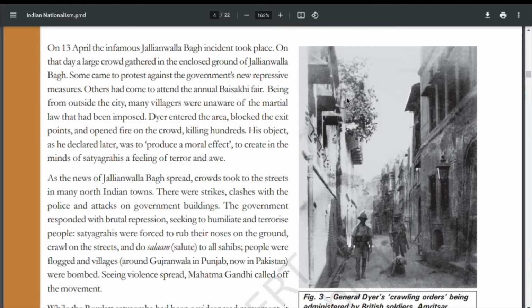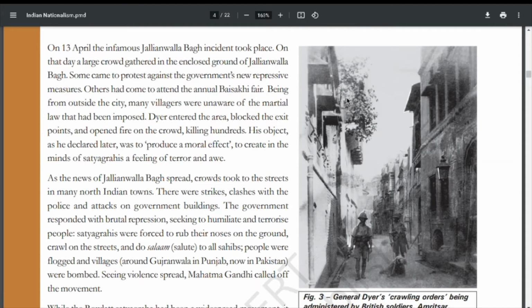On that day, a large crowd gathered in the enclosed ground of Jallianwala Bagh. Some came to protest against the government's new repressive measures. Others had come to attend the annual Baisakhi fair. Being from outside the city, many villagers were unaware of the martial law that had been imposed.